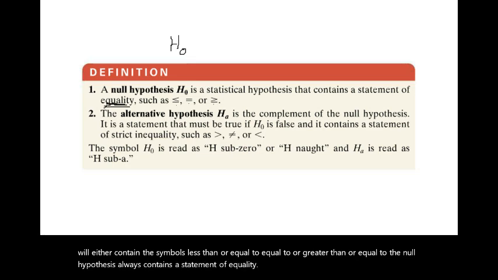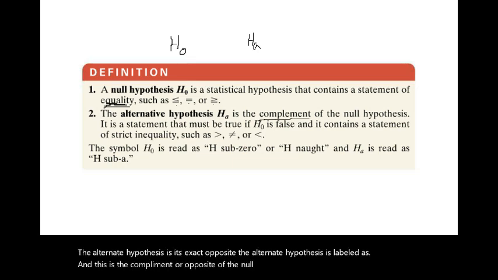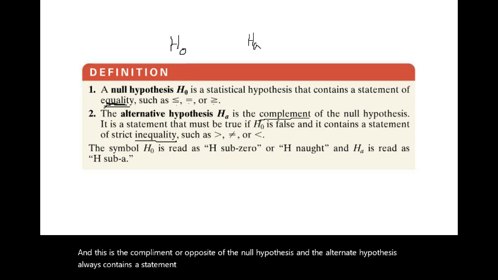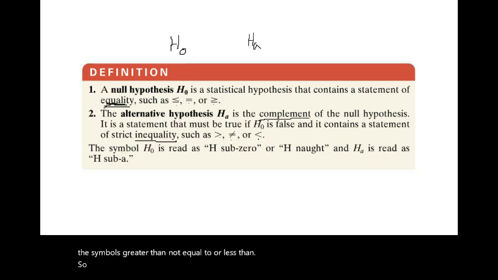The alternate hypothesis is its exact opposite. The alternate hypothesis is labeled as H A, and this is the complement or opposite of the null hypothesis. The alternate hypothesis always contains a statement of strict inequality. So the alternate hypothesis will always involve the symbols greater than, not equal to, or less than. So the alternate hypothesis always contains inequality, whereas the null hypothesis always contains equality.